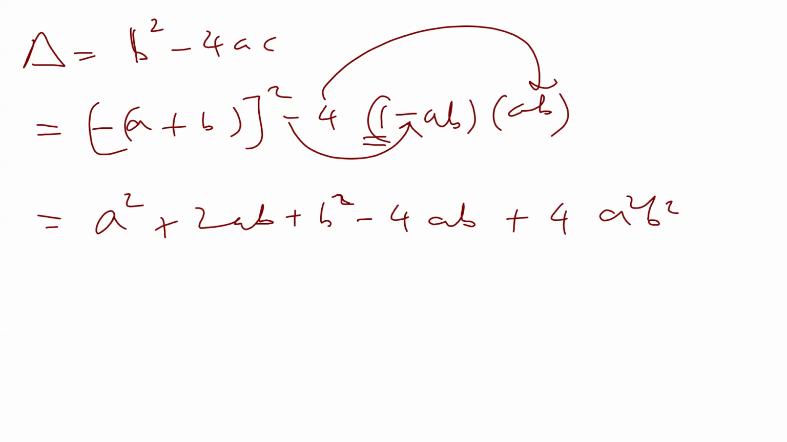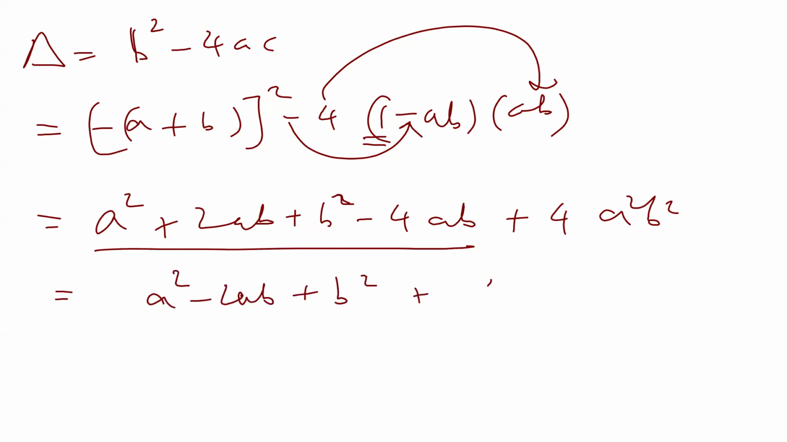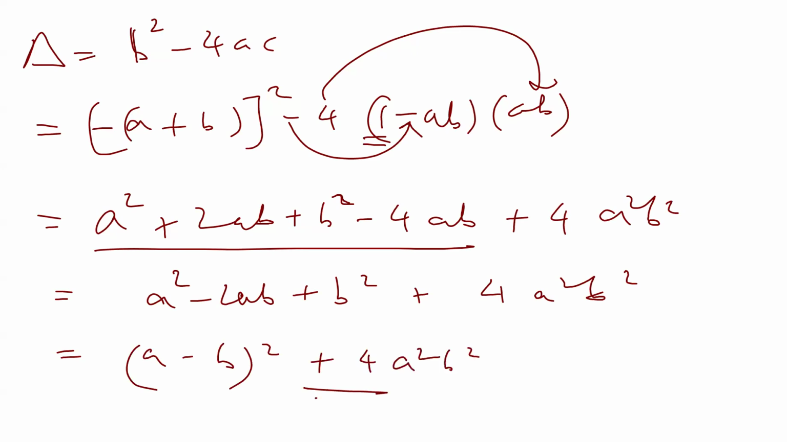Okay. So this part, a square minus 2ab plus b square plus 4a square b square. So this is a minus b the whole square plus 4a square b square. Now all squares are there, even plus 4 is positive. So this is greater than or equal to 0. Greater than 0 when a is non-zero and b is 0, or a is 0 and b is non-zero, or both are non-zero. So in that case, delta will be greater than 0, roots are real and unequal.